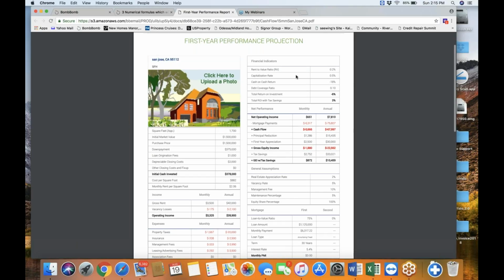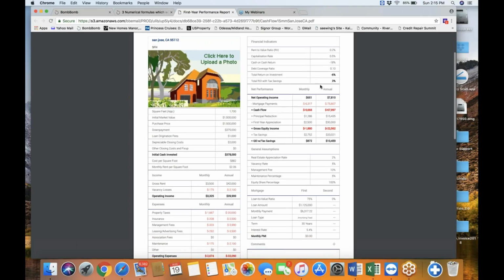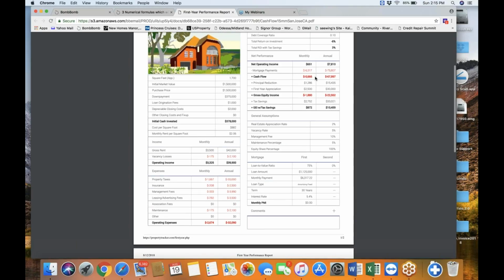Okay, and the rent to value ratio is 0.2%, and your cap rate is 5%, I believe. Yeah, and then your cash on cash return is 18%. Oh, negative return on investment, a losing money proposition.